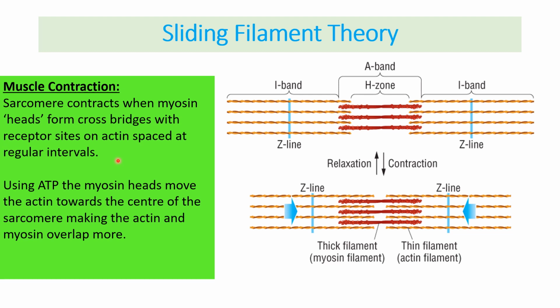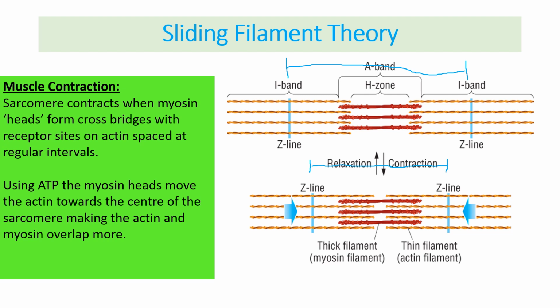So you can see here the distance between the Z lines is much greater when they are relaxed than when they are contracted. The distance between the Z lines becomes much less as a result. And the reason is not because of the thick filament moving. The thick filament pulls the thin filament, the actin, along.